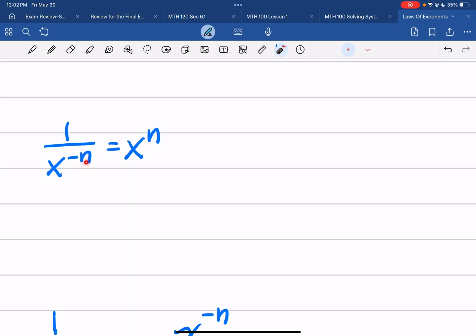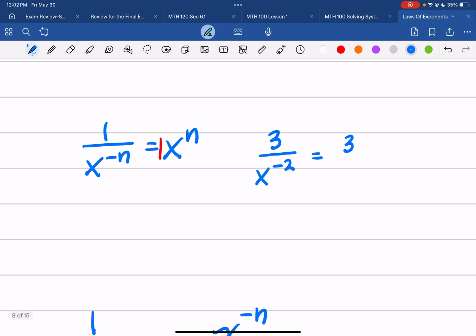Now if your negative exponent is in the denominator, that base is going to go to the numerator, and that coefficient of 1 is here in the numerator and stays there. So this could be something like 3 over x to the negative 2. In that case, the 3 is unaffected, it stays in the numerator. The base of x goes to the numerator and gets a positive exponent 2.